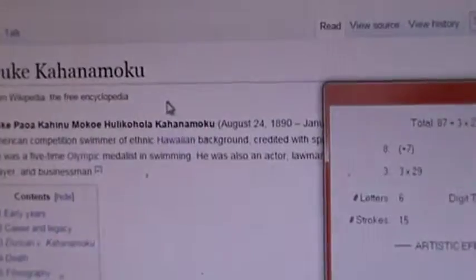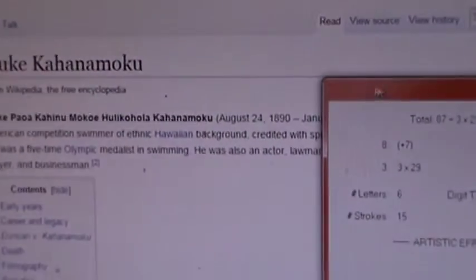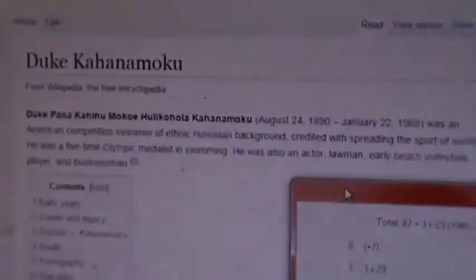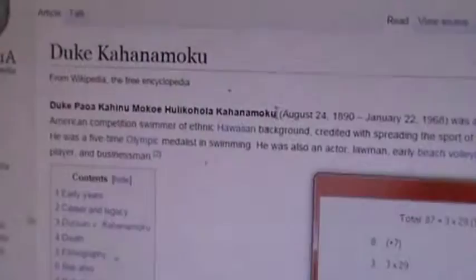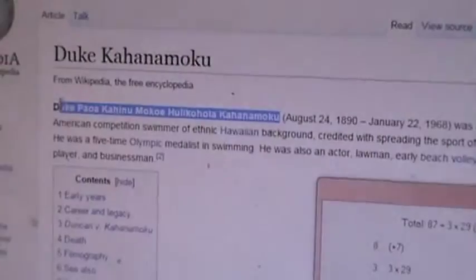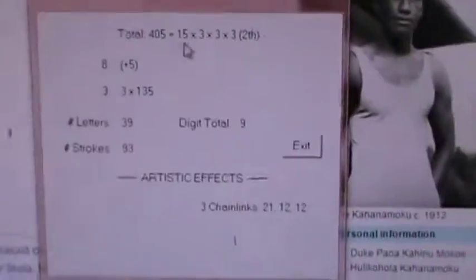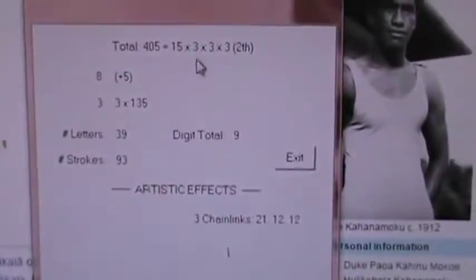Hulikohola Kahanamoku. Oh man, if I could rattle that one off with the best of them, I would live in Hawaii and probably be the emperor instantly. There you go. Perfect 3-fest. So look at the stacks of love in that.